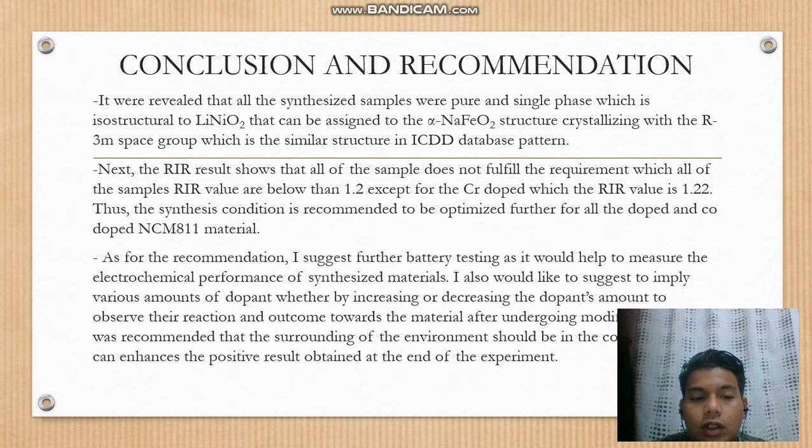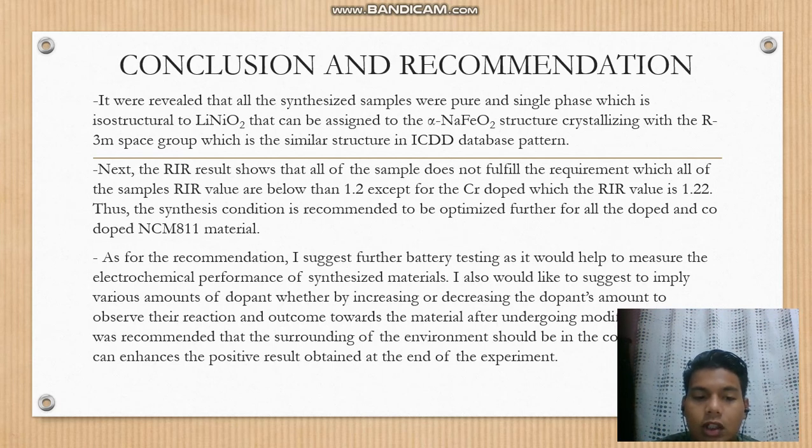As for the recommendation, I suggest further battery testing, as it will help to measure the electrochemical performance of the synthesized material. I also would like to suggest applying various amounts of dopant, whether by increasing or decreasing the dopant amount, to observe the direction and outcome towards the material after undergoing modification.